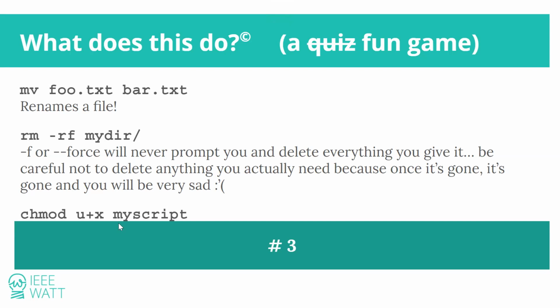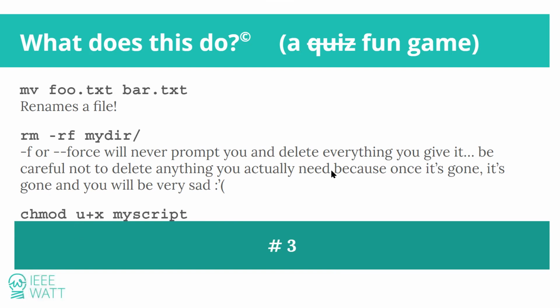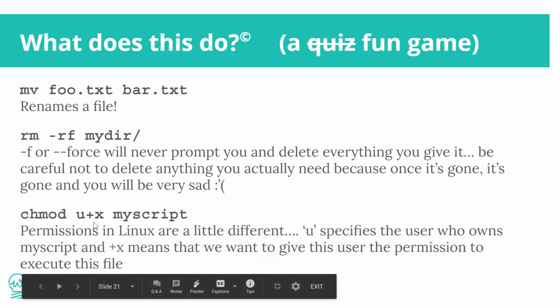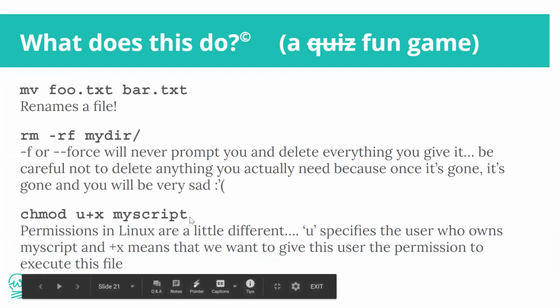And then finally, chmod u+x myscript. Here, chmod stands for change mode, which is kind of weird. It's what you use to change permissions. And most of you got it. It gives the user permission to execute the file. The u means user, or the file owner, and the plus means you're adding permissions. The x means permission to execute. So you're giving the owner of the file permission to execute the file, and the file is called myscript.